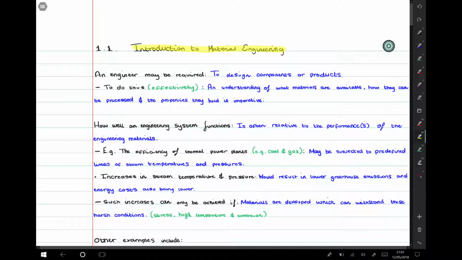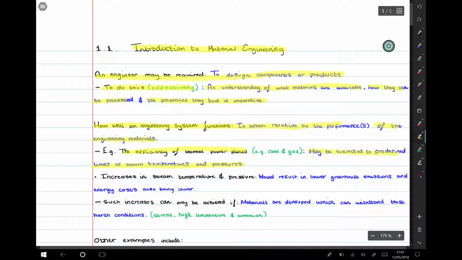So an engineer may be required to design components or products, that's a given. To do this effectively, however, an understanding of what materials are available, how they can be processed, and the properties that they hold is imperative. How well an engineering system functions is often relative to the performance of these engineering materials, and an example is the efficiency of a thermal power plant, where it will be subject to predefined limits of steam temperatures and pressures of the materials.